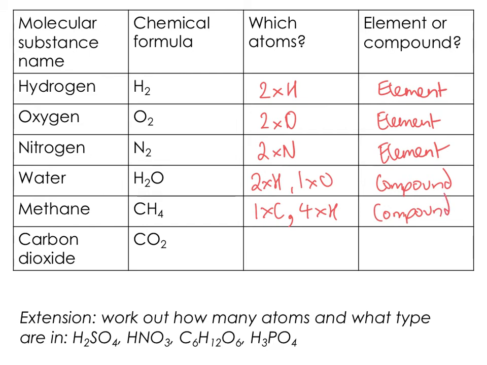And then finally CO2. There is no number after the C, so that means there's 1 carbon. There is a subscript 2 after the O, so that tells us there are 2 oxygens. So that is 1 times carbon and 2 times oxygen, and that is also a compound.